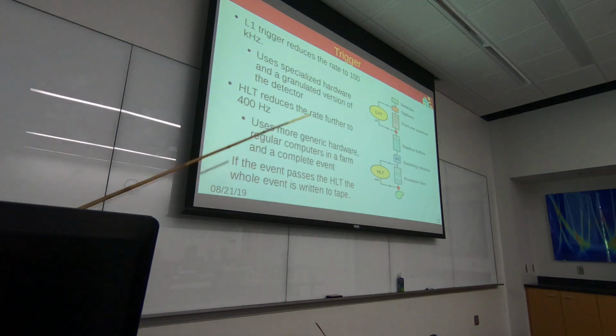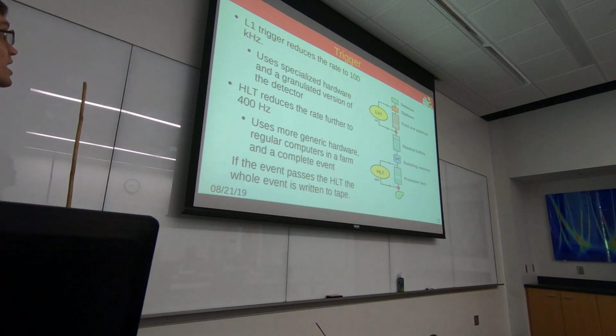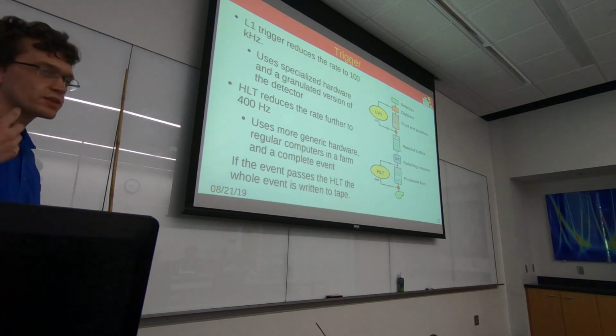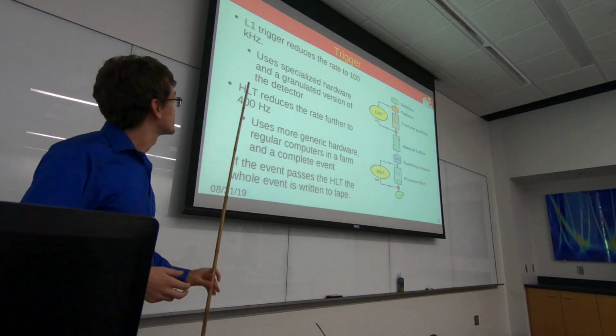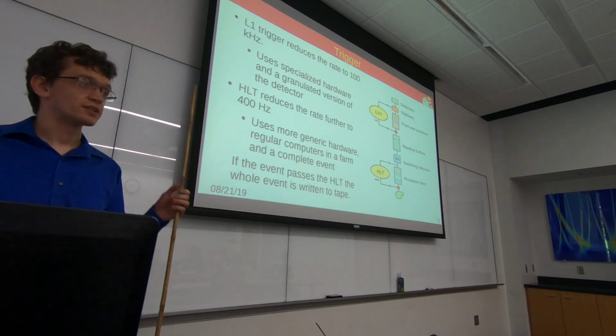We start out with the L1 trigger, which reduces the rate from 20 megahertz to 100 kilohertz. Now, this has to run very, very fast. Because of that, it uses specialized hardware and a granulated version of the detector.